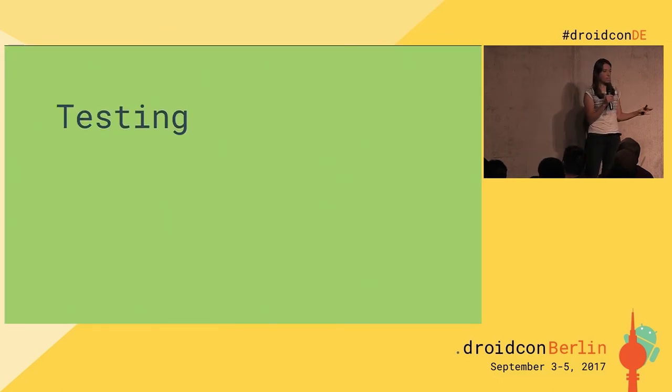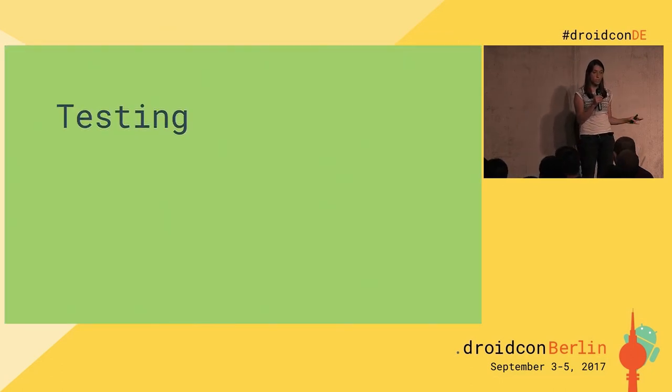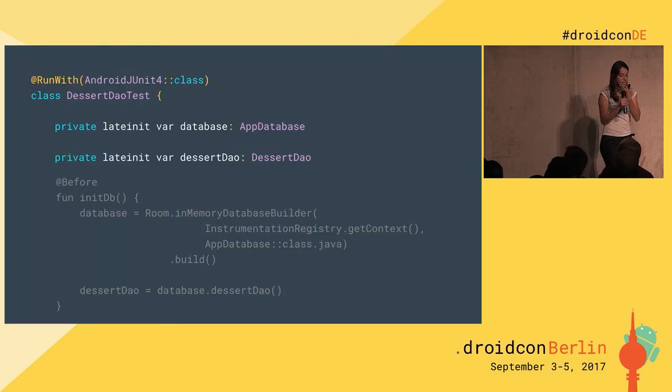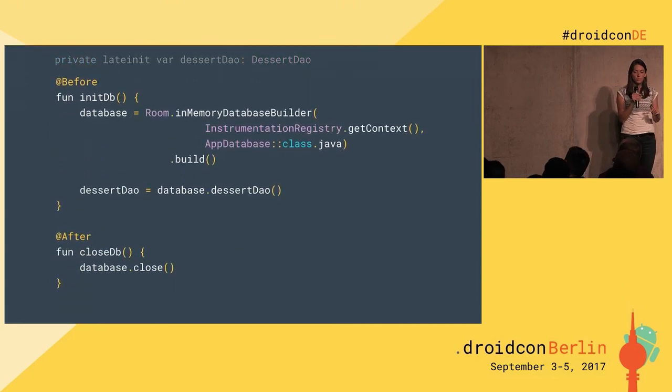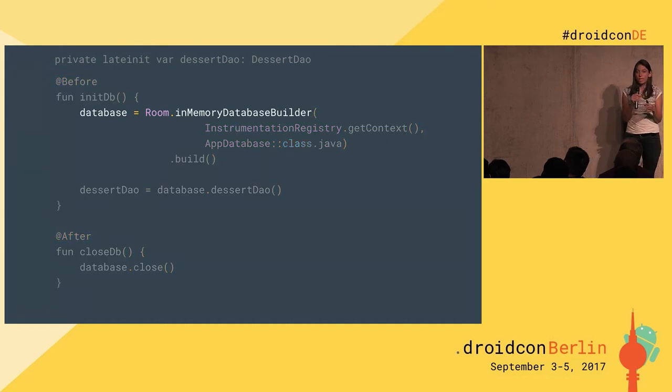OK, we've defined our DAOs. We define our entities. We need to test them. Let's see how we do this. So we need to implement an Android JUnit test for this. And here we would have a reference to the database and to the DAO. One thing that Room is really leveraging is using the in-memory database. So more precisely, in the add before, we would create an instance of the Room database, and then after we would just close it.